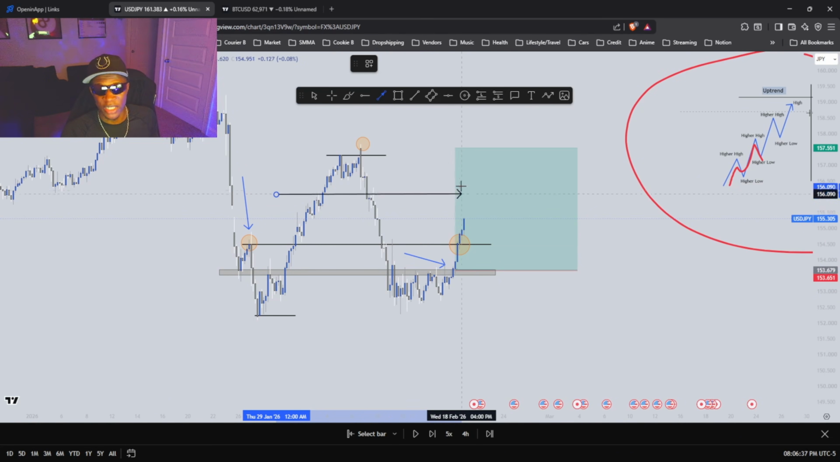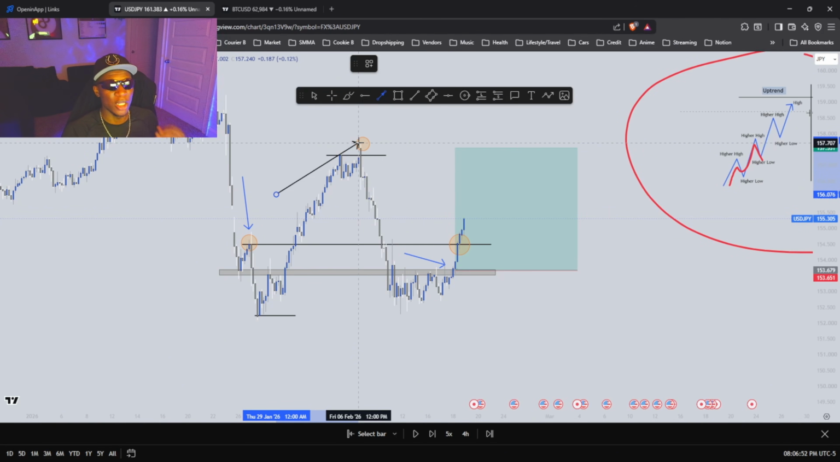Boom. I'm going to leave the rest running all the way to my max TP, which is this third TP up here, this third high. And you're going to set alerts, so you're not looking at the charts.